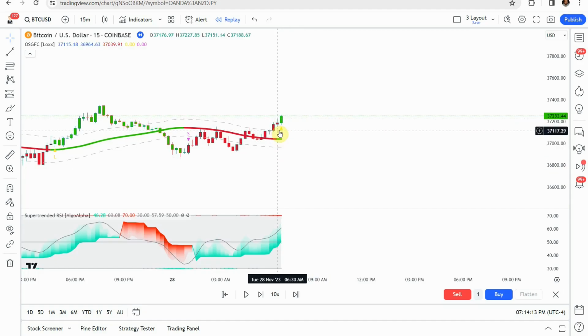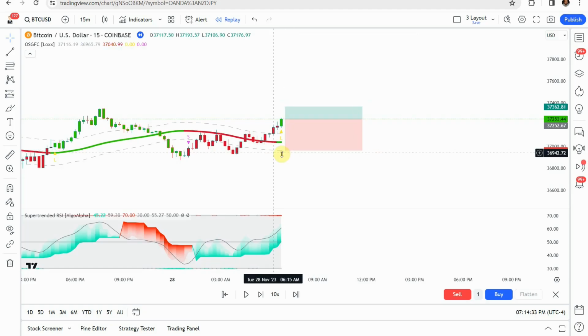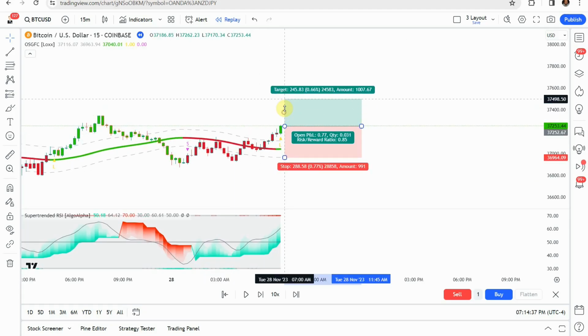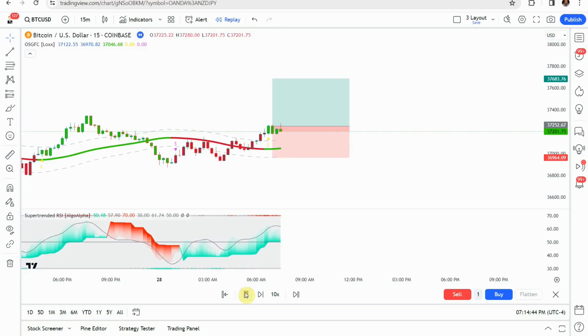When you get that long signal, look down to the supertrended RSI, and you want it to be in the green position. You see how it has this green background here. That will be your signal to enter into a long. You're going to set your trade right there. Put your stop right at this lower dashed line, and then target a 1 to 1.5 risk reward. Right there will do it. Let's go ahead and play this forward and see what we get.